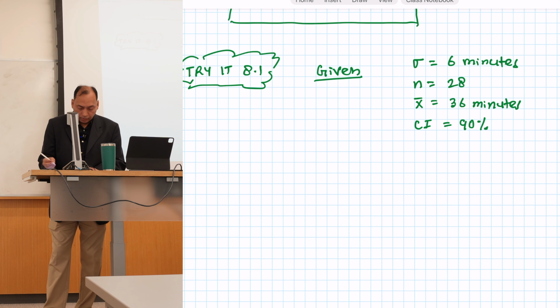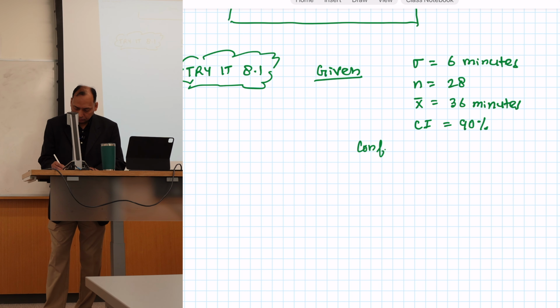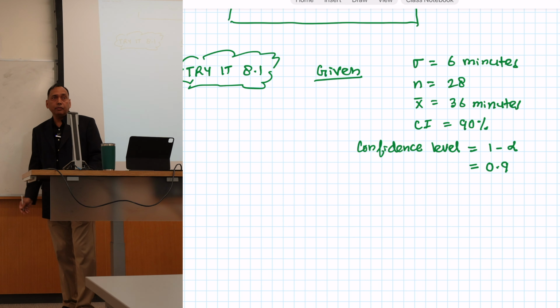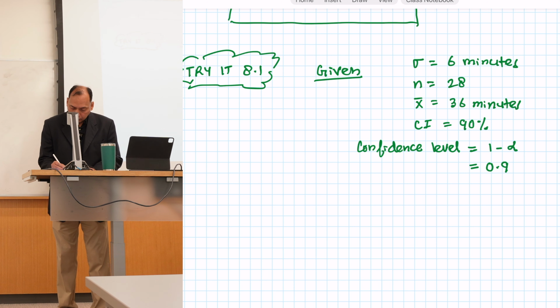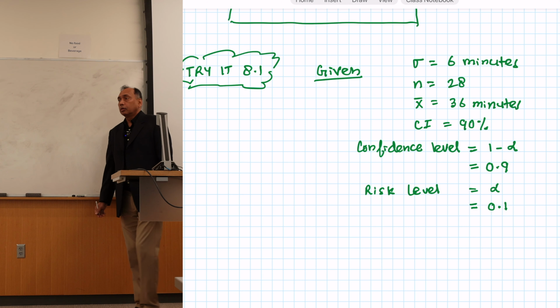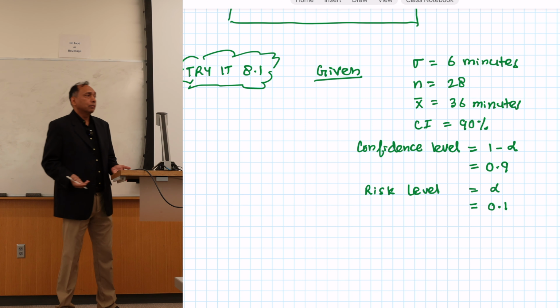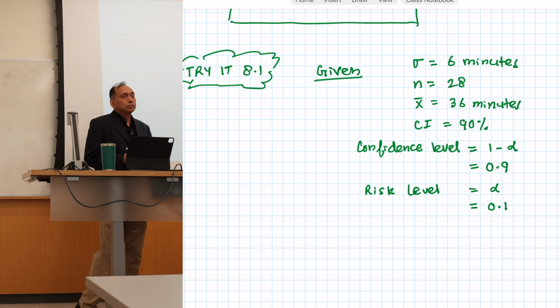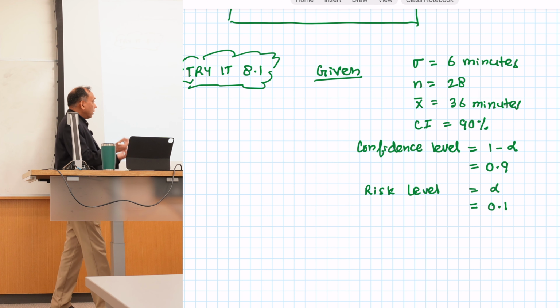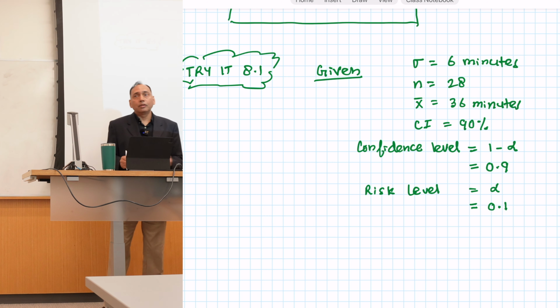Now confidence interval or confidence level is 1 minus alpha, which is 0.9. 90% we can write as 0.9. The other term that I mentioned earlier is risk level, which is alpha. So if 1 minus alpha is 0.9, then risk is 0.1. If your confidence is 90%, then your risk level is 10%. If you are confident about something at a 90% level, then you may be wrong 10% of the time.